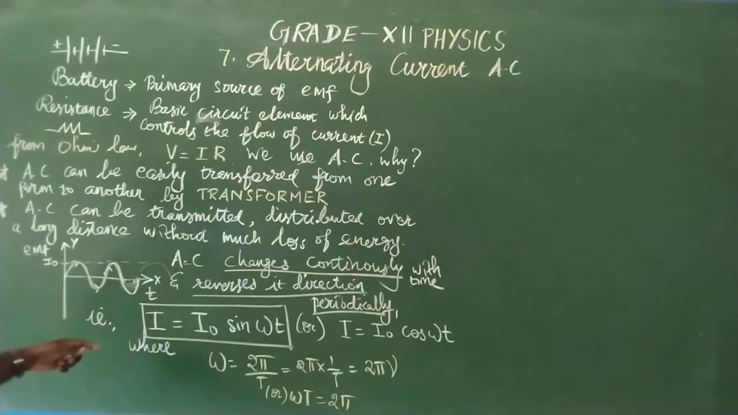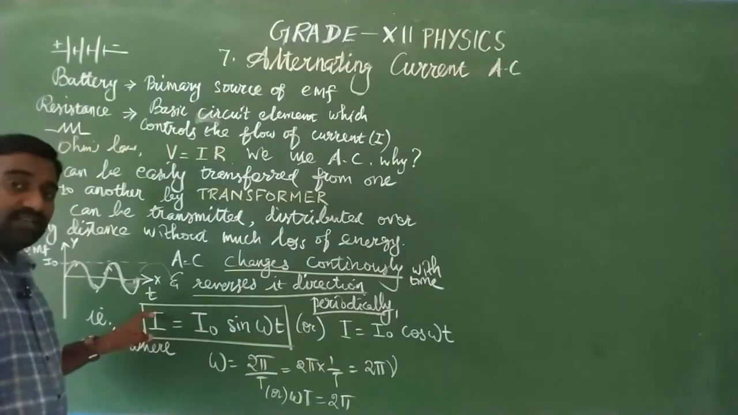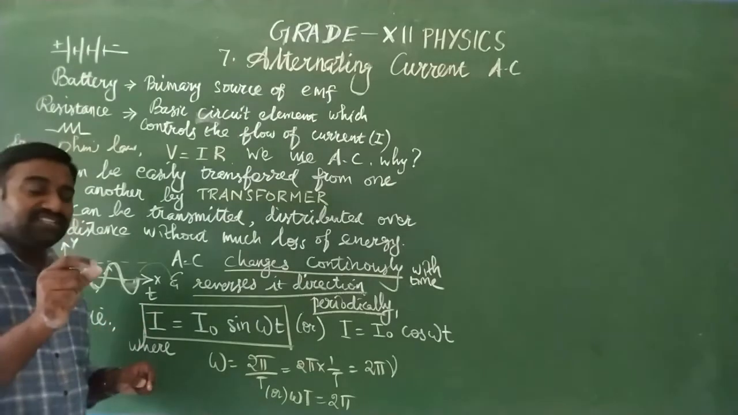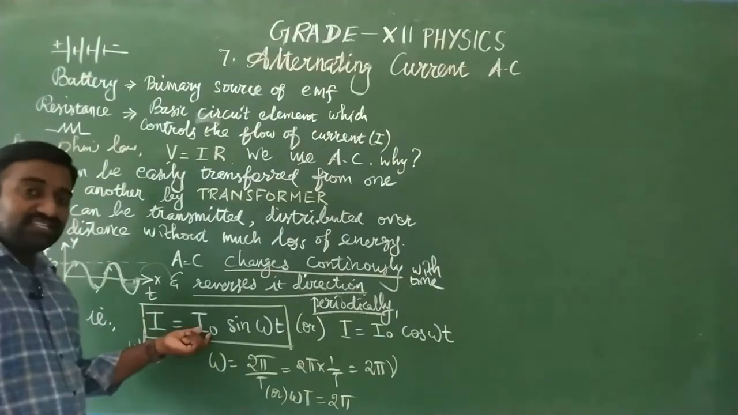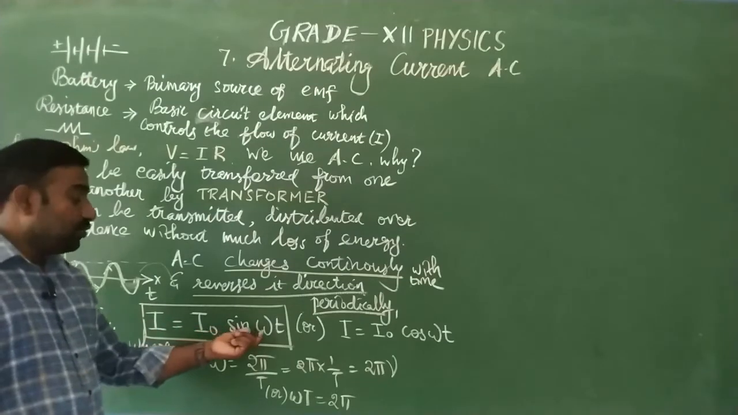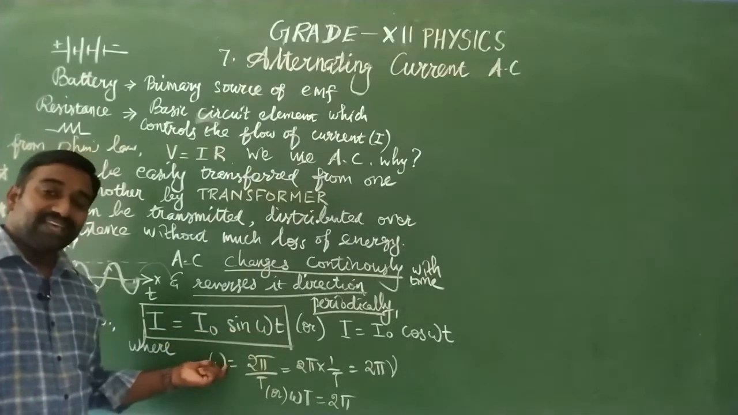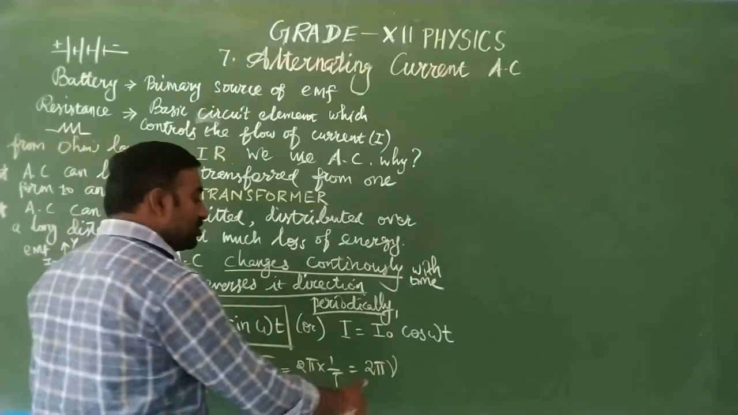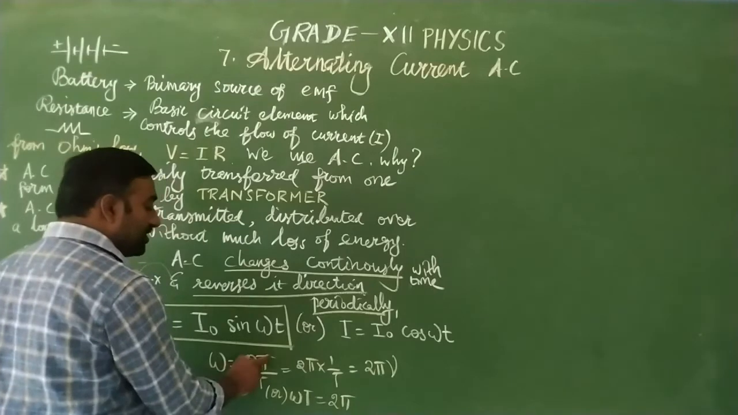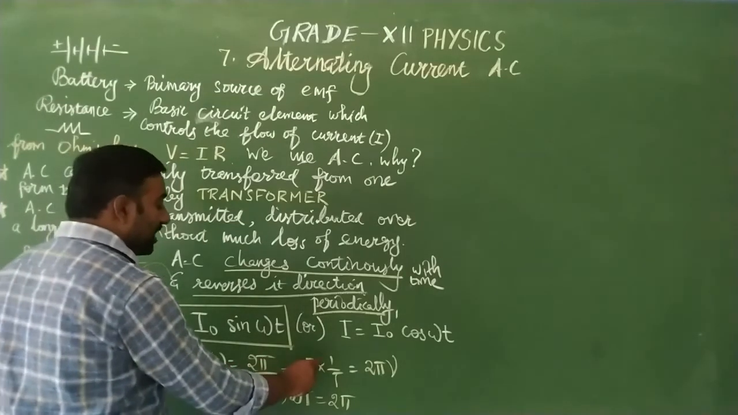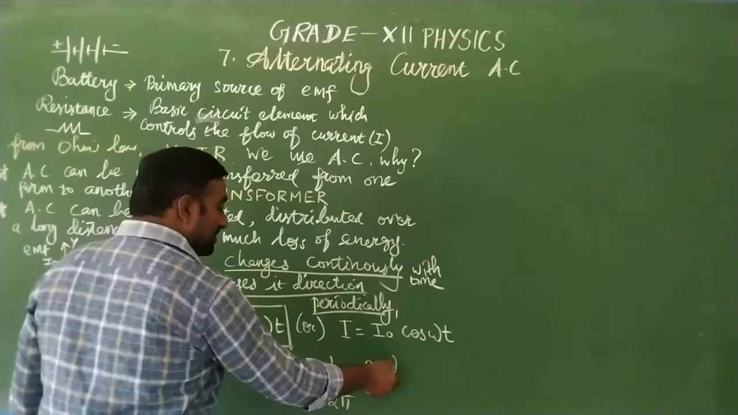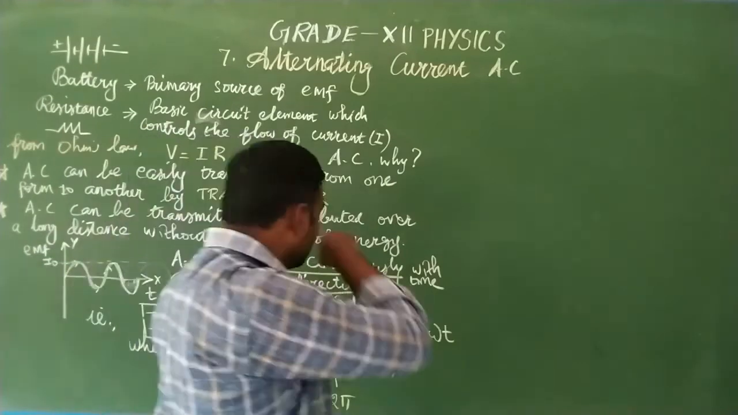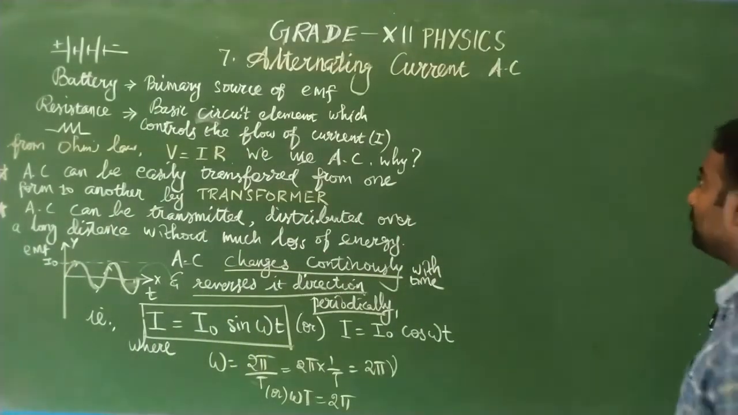So here in this equation, what is I? Instantaneous current. At any time instant, what is the current? And I naught is the maximum current. And omega is the angular velocity. t is a small time in a given time. And omega is equal to 2 pi nu. How do we get this? Angular velocity is equal to angular displacement by time. The reciprocal of time is frequency, it is angular frequency, or omega into T is equal to 2 pi.